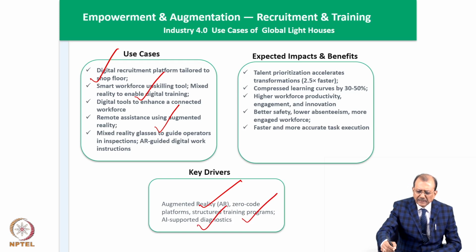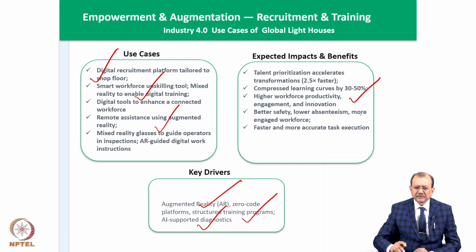And these are the figures I have taken from the reports only. Learning curves have been compressed by 30 to 50%. Workforce productivity has increased. There is better safety, because the technology provides better safety tools, etc. So those companies who are leveraging Industry 4.0 are getting benefited with the help of these kind of use cases.